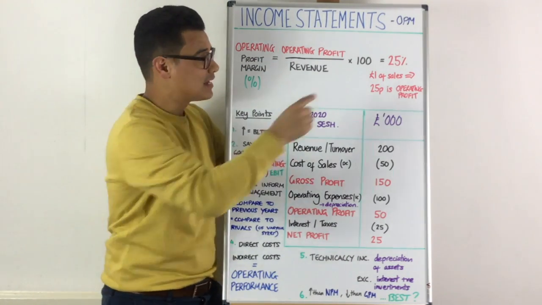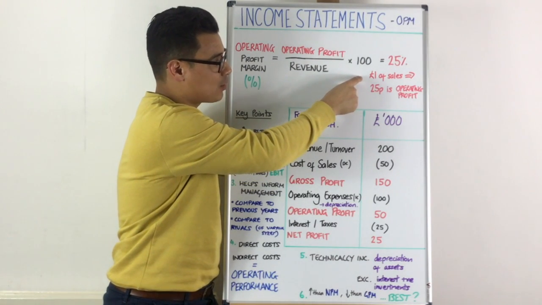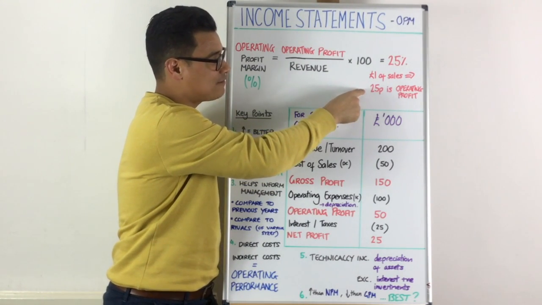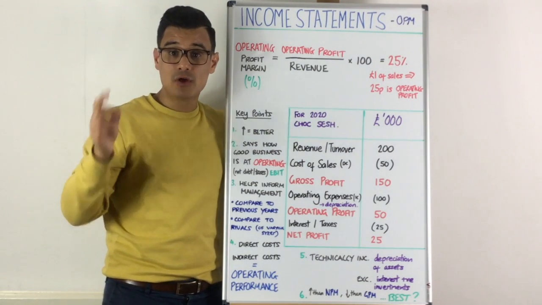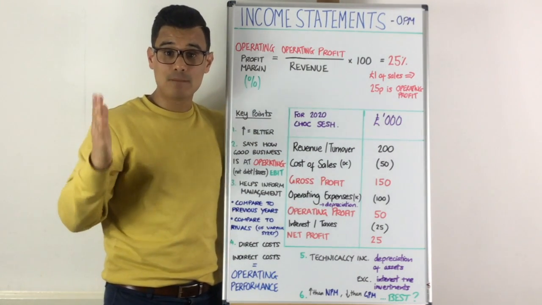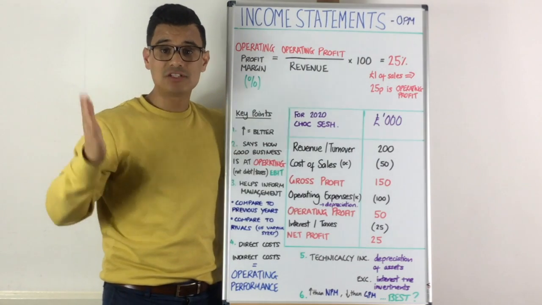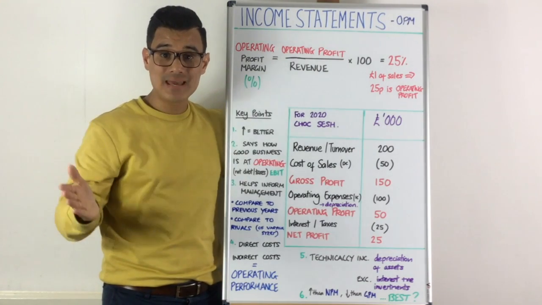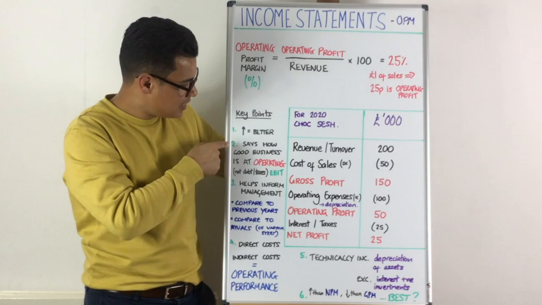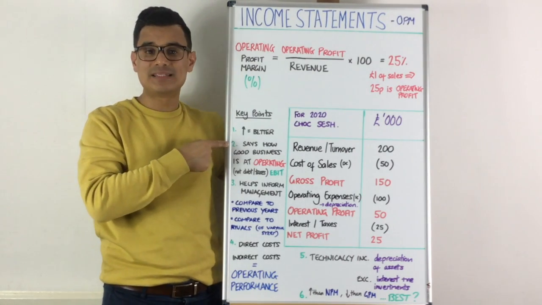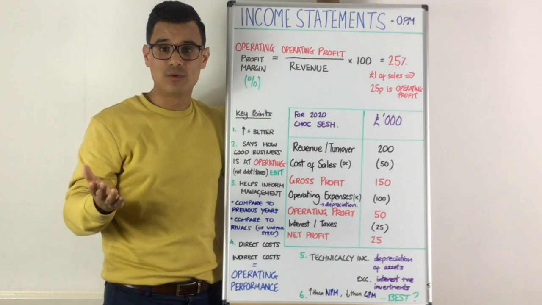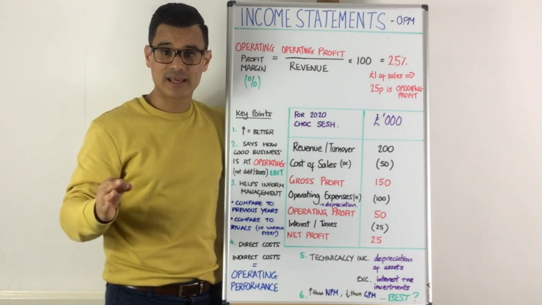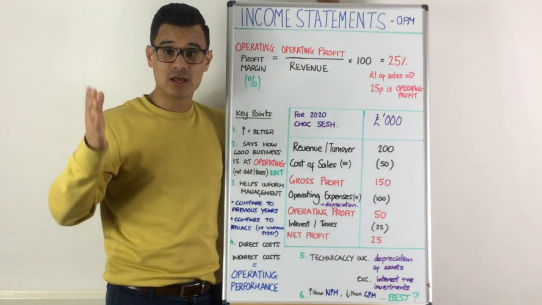And what that means is that for every £1 of sales that this business makes, 25p is operating profit. Things that you need to know. Number one is that operating profit margin, OPM, you want it to be as high as possible. The bigger, the better. Number two is it says how good the business is at its operating performance. And that's why it's a core indicator of how well the business is performing.